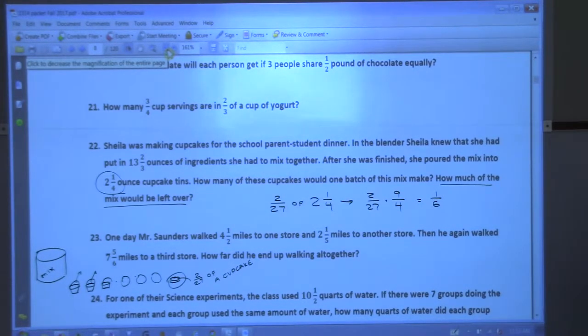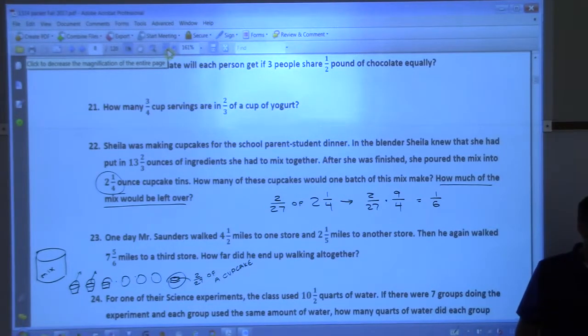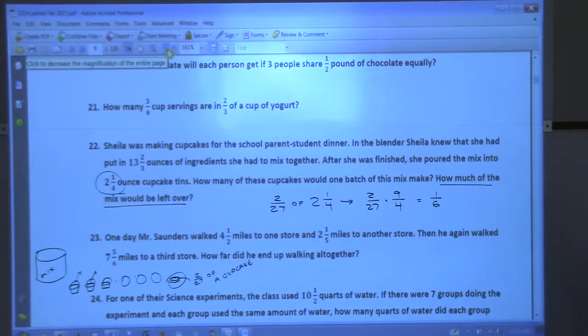You all right with it? So would the first answer be wrong? Yes. What first answer? The 6 and 2/27? Well, the answer to how many cupcakes this batch would make would be 6, because it makes 6 full cupcakes, right? And the second part, how much of the mix would be left over, would be 1/6 of an ounce. I didn't put that there, but that should be 1/6 of an ounce.